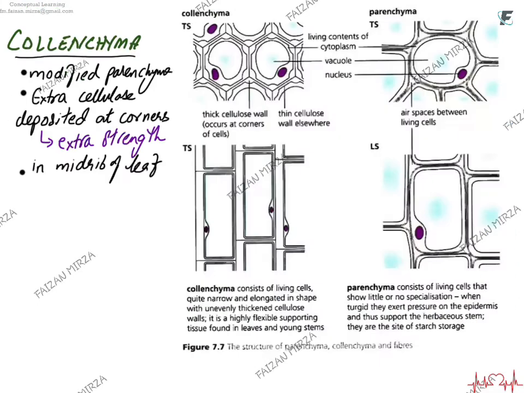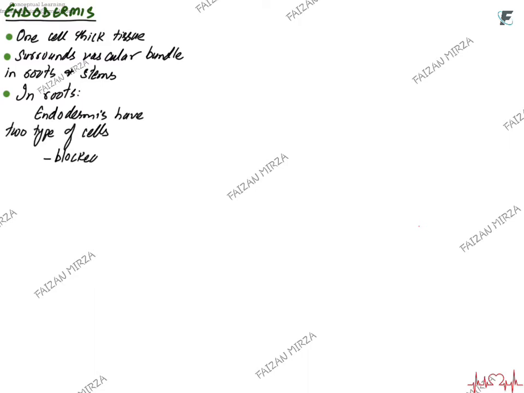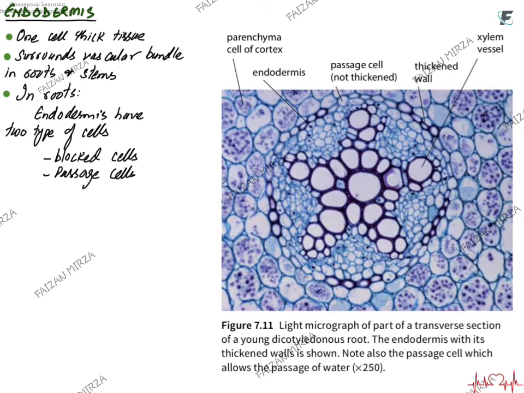Now, what's endodermis? When we are discussing endodermis, to keep endodermis in mind, we have to discuss some details of the tissue, as in what's present in the endodermis. In the endodermis, the cells are one cell thick, and this tissue surrounds a vascular bundle in the roots and in the stem. In the roots, the endodermal cells have two types of cells. They have blocked cells, they have passage cells. So this star-shaped structure is xylem initially, so you can keep that in mind. And this single cell lining of rings, this is the endodermis.